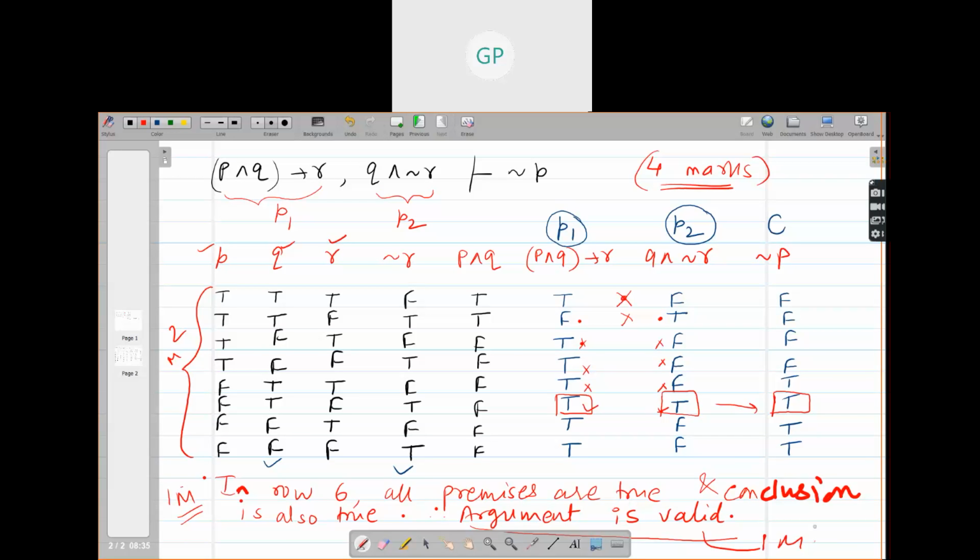If you have more simple propositions than 3, P, Q, R, S, suppose 4 propositions are there, and many more premises, or even with 3 propositions if you have 4 to 5 premises, then the same question can be asked for 8 marks. So you have to be very alert while constructing the truth table.